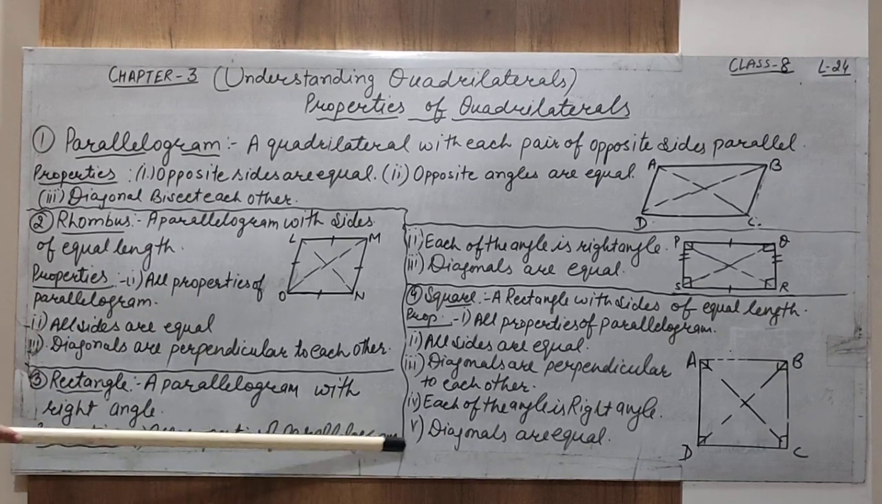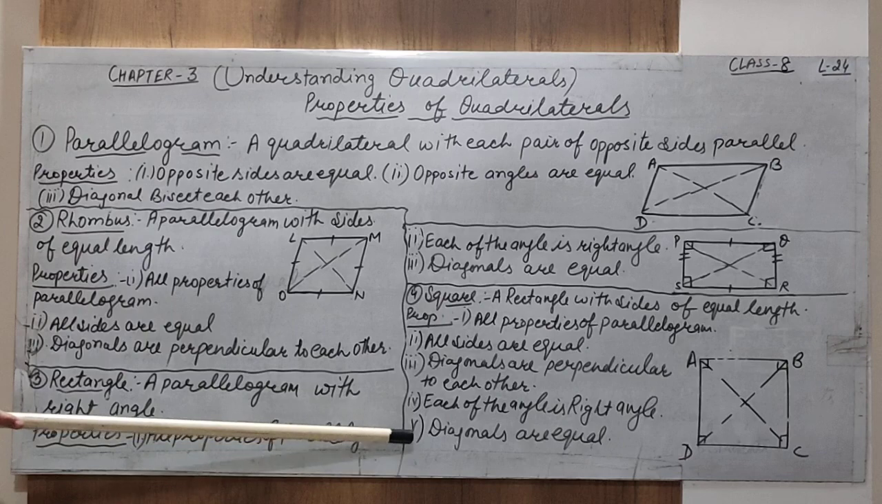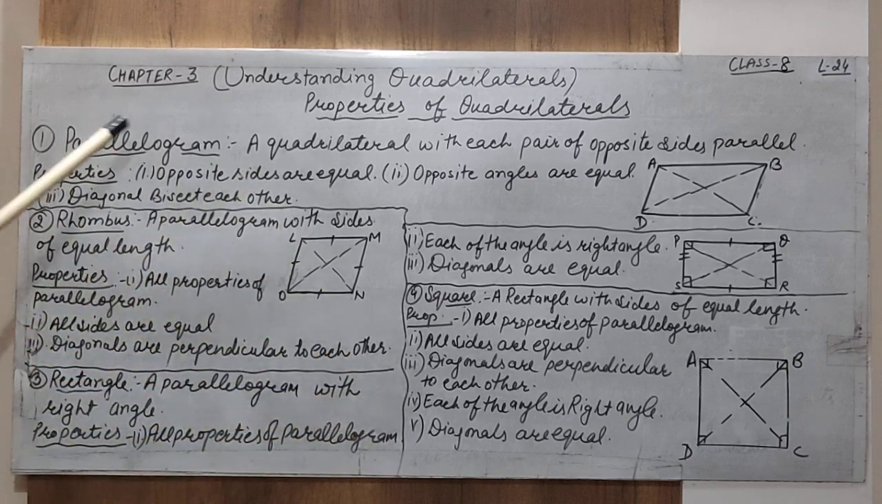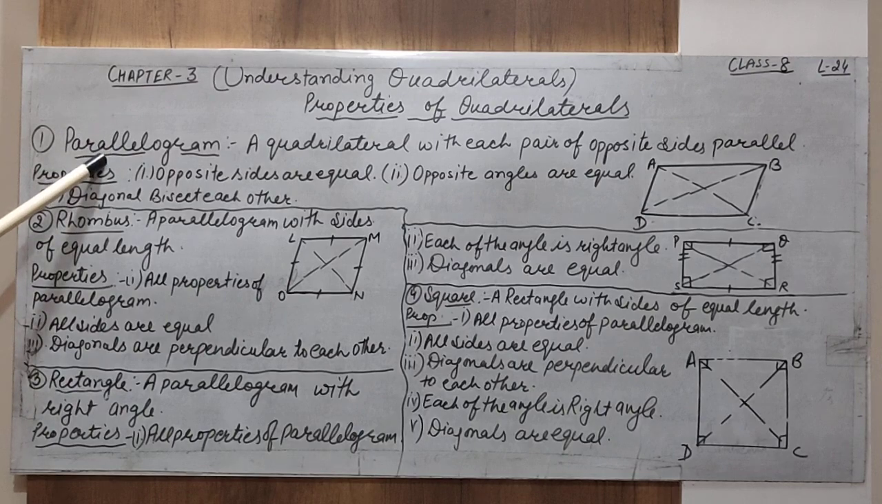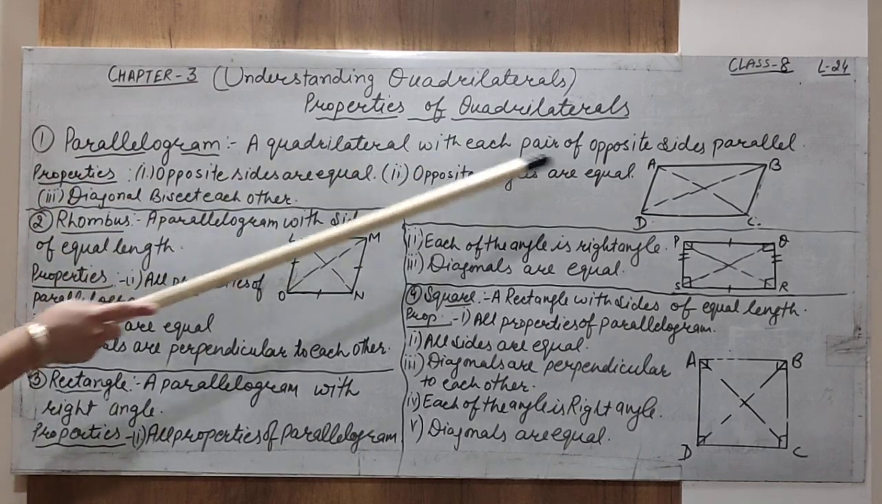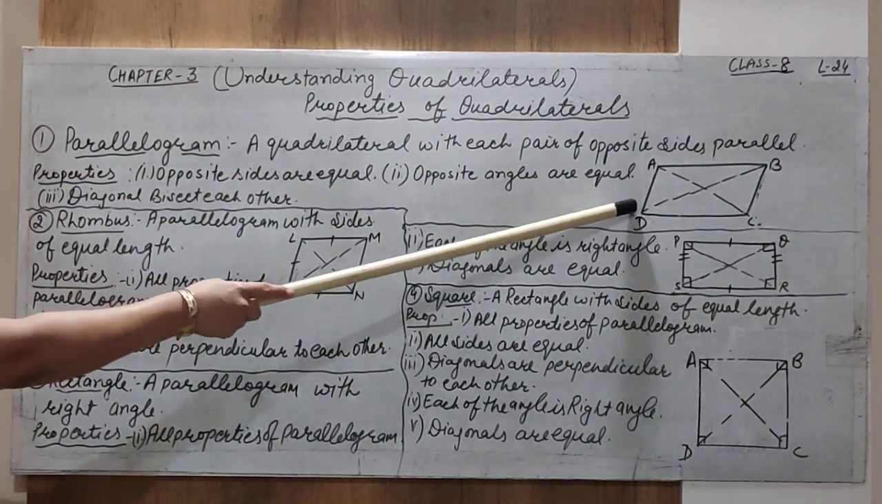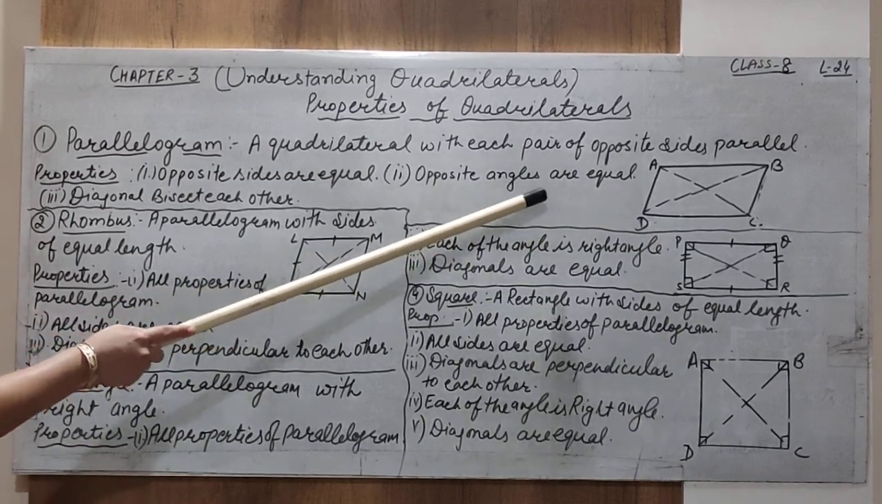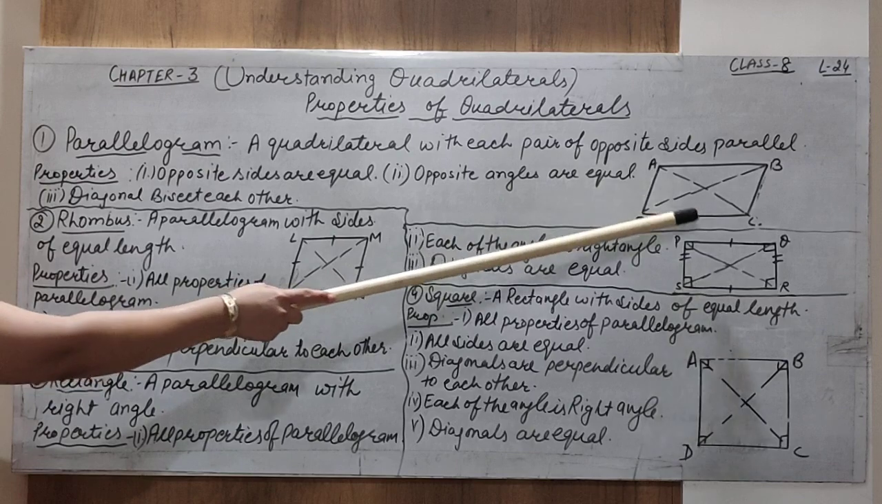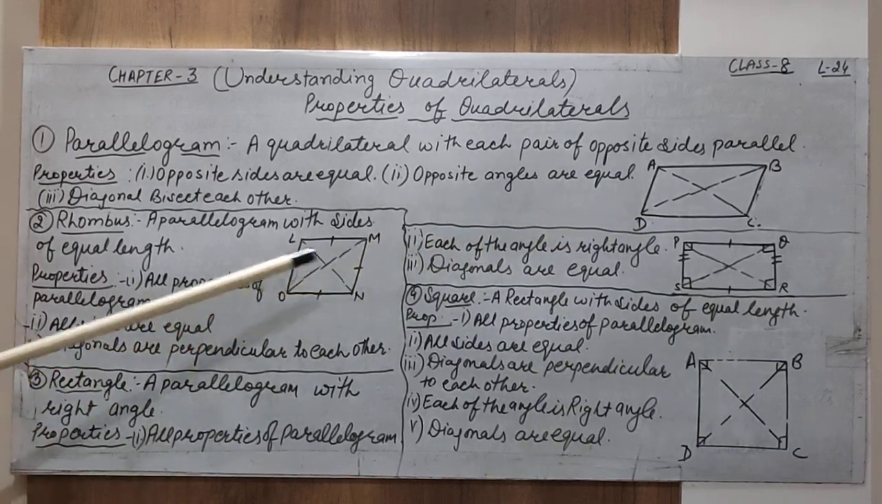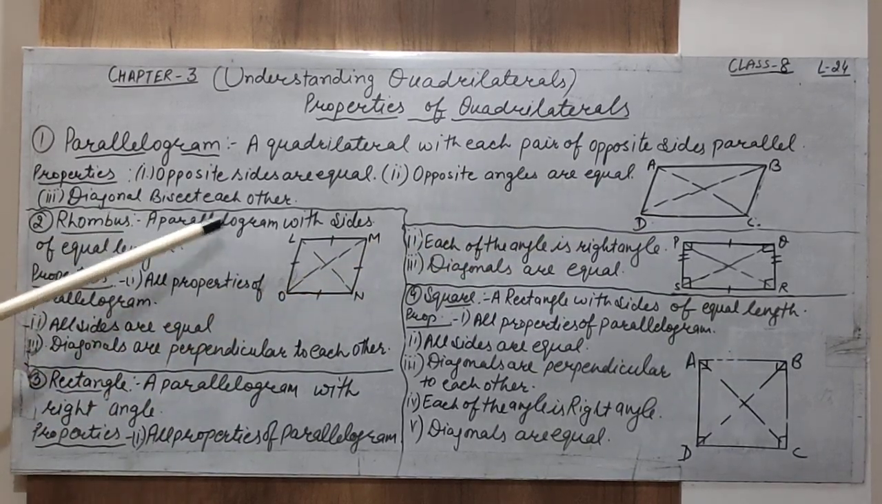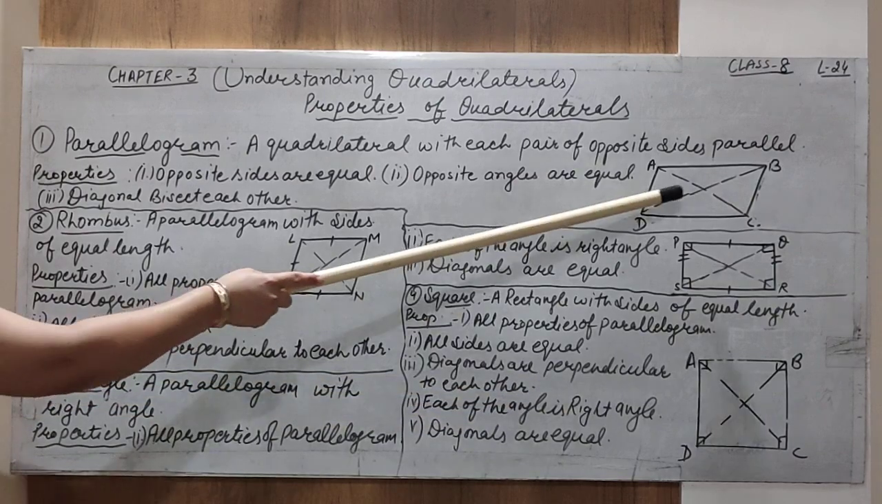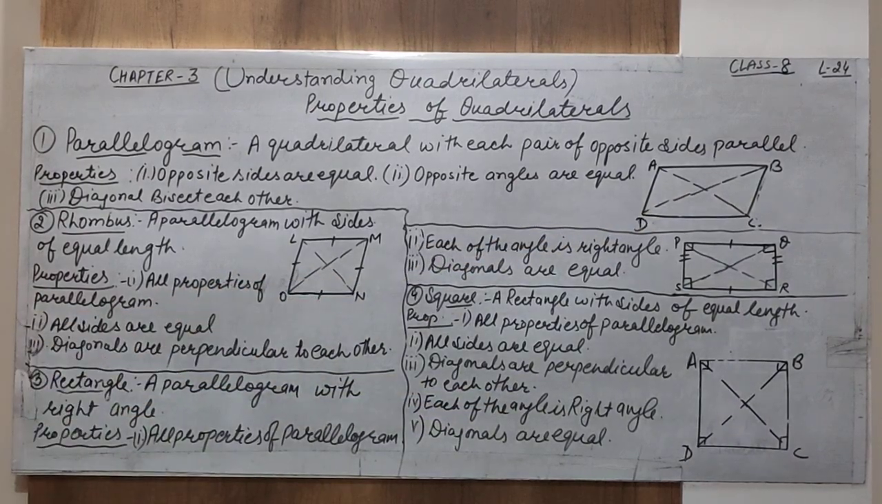One more quadrilateral that we discussed yesterday is the kite. That is also a four-sided figure. So first is the parallelogram, in which the opposite sides are parallel and equal. Opposite angles are equal. This property is used in solving questions. And the diagonals bisect each other. That is, the diagonals cut each other into equal lengths.